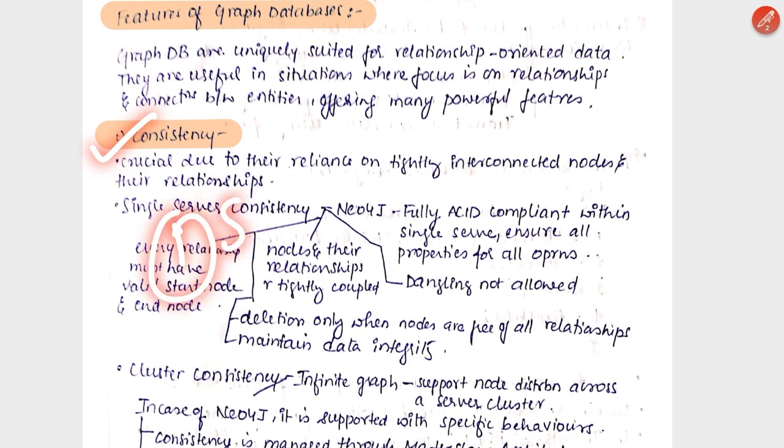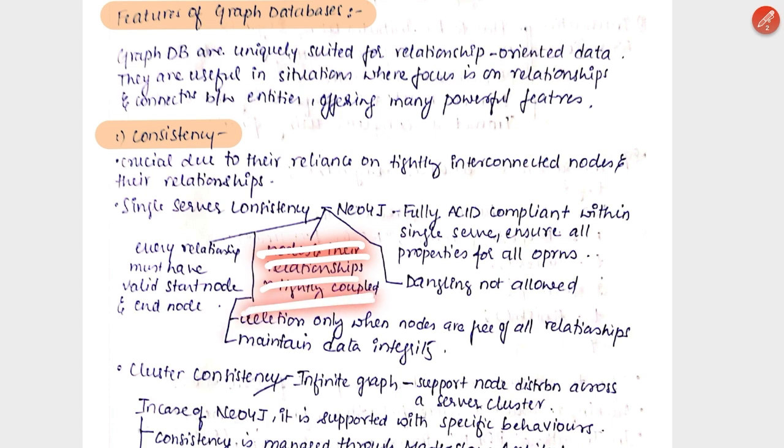One is the single server consistency and another one is cluster consistency. We'll look into single server consistency. Graph databases like Neo4j are fully ACID compliant within a single server. Fully ACID compliant means it will follow all the operations of ACID properties like atomicity, consistency, isolation, durability for all the operations which are performed in the graph databases. So nodes and their relationships are tightly coupled here.